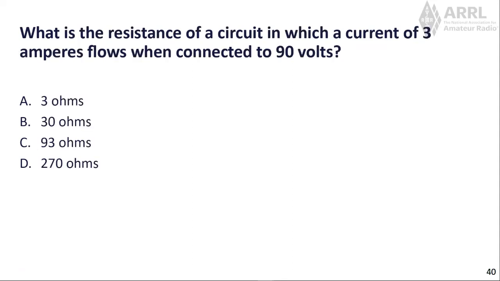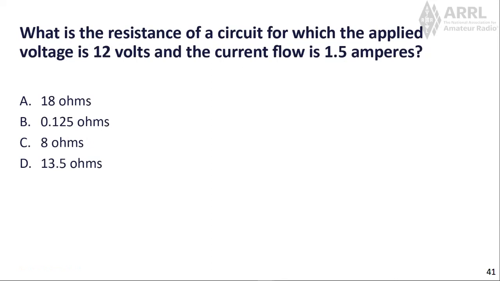What is the resistance of a circuit in which a current of 3 amps flows when connected to 90 volts? So 90 divided by 3 is going to give you 30 ohms. Answer B. What is the resistance of a circuit for which the applied voltage is 12 volts and the current flow is 1.5 amps? So 12 divided by 1.5 is going to be equal to C, 8 ohms.